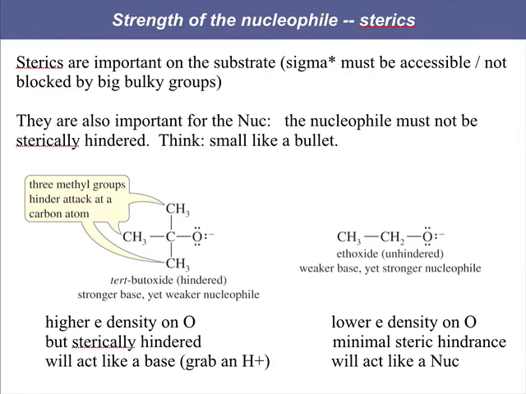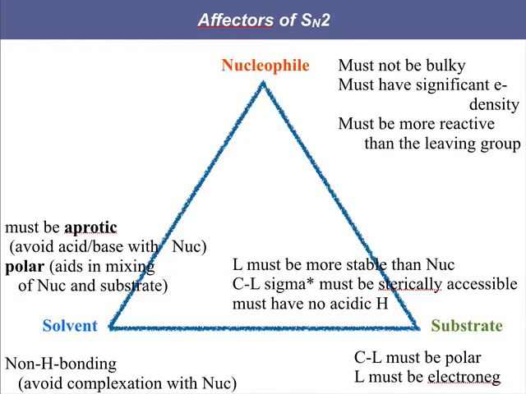So hopefully you're seeing that there are three things that are going on here. From the perspective of the nucleophile, it must not be bulky. It must have a significant amount of electron density, and it must be more reactive than the leaving group. Those are the three important factors of the nucleophile. It needs to be small, with electron density, negative charge, lone pairs, and more reactive than the leaving group.